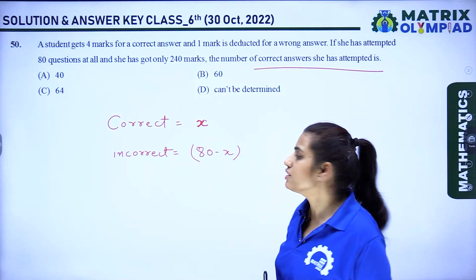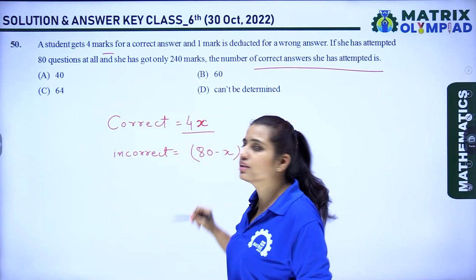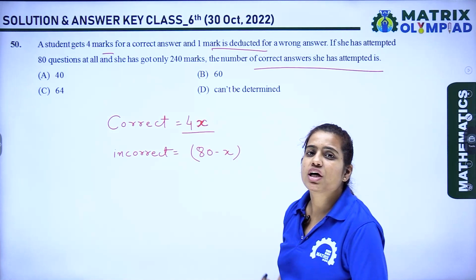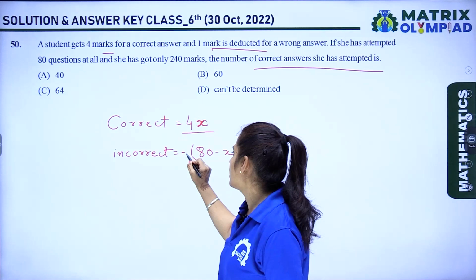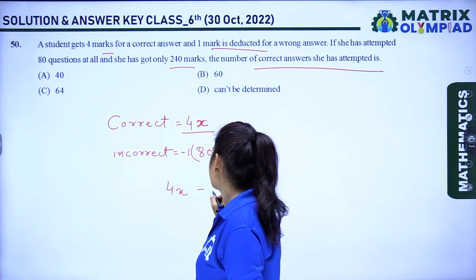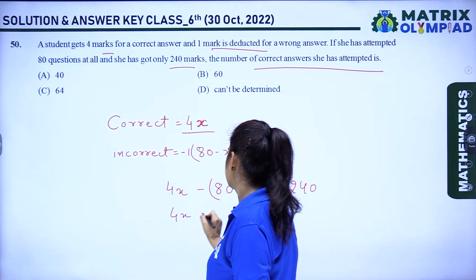So for every correct answer, she is going to be awarded 4 marks. So here we are going to multiply the correct answers by 4 marks. Now, for incorrect answers, she is going to be deducted 1 mark. So 1 mark deduction is for the wrong answer. Now we are going to multiply this minus 1 by 80 minus x. Now the total marks is 240. Let's form the equation: 4x minus (80 minus x) equal to 240. Let's solve it.